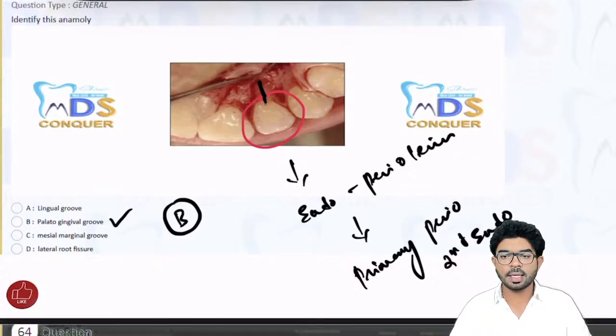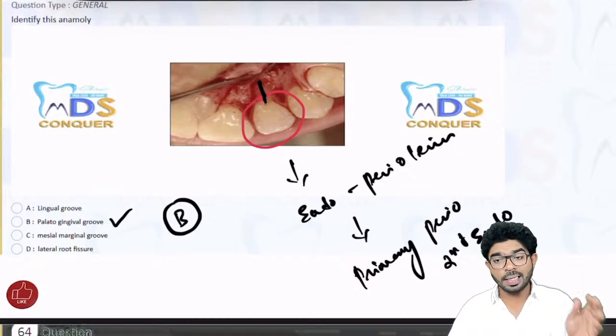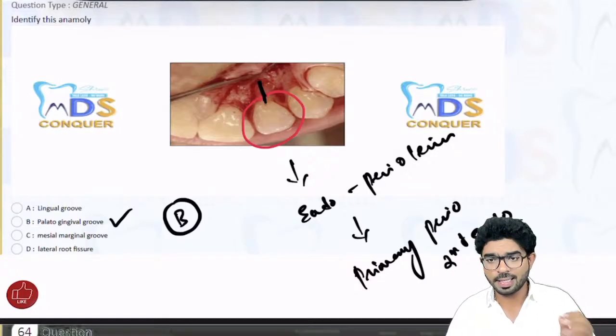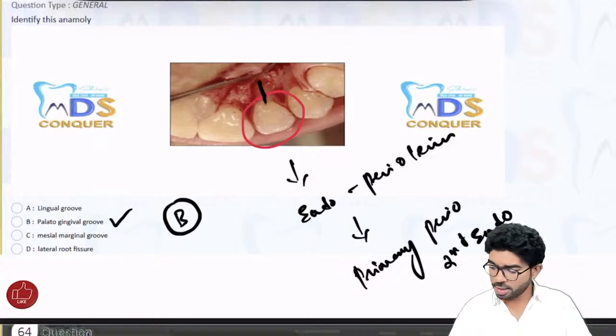So we have discussed the mesial marginal groove, which is present in the case of your maxillary first premolar, the mesiolingual groove, which is present in the case of your mandibular first premolar, and the palato-gingival groove, which is present in the case of your maxillary lateral incisor. Okay, I hope this is a simple, clear, straightforward question. So I'm moving into question number 64.